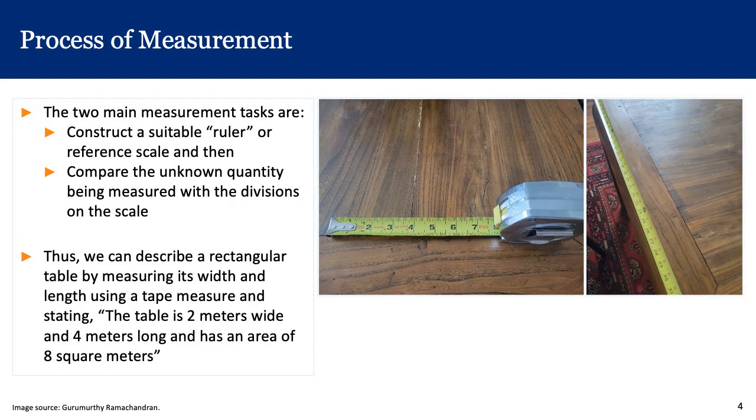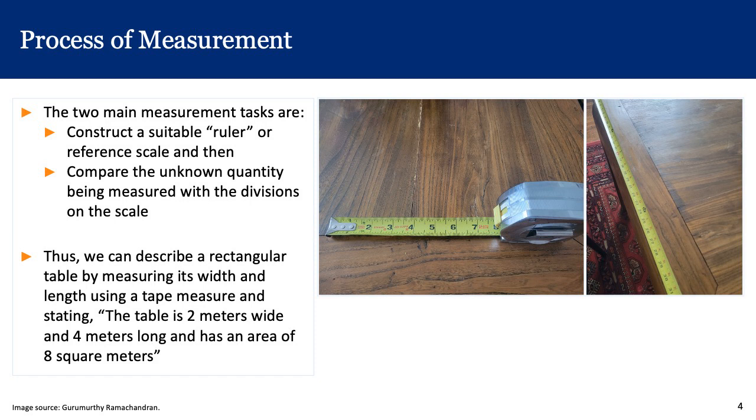So in this figure, we'll use this example of measuring the length of the side of a table. And so this is a process of measurement. There are two main measurement tasks involved in this. One is to construct a suitable ruler or a reference scale. On the right-hand side, you see two images of a tape measure lying across the length of a table, and the other image shows just a standard tape measure. This is our ruler, or the reference scale, on which there are markings that mark out inches. And the unknown that we want to measure is the length of the side of this table.